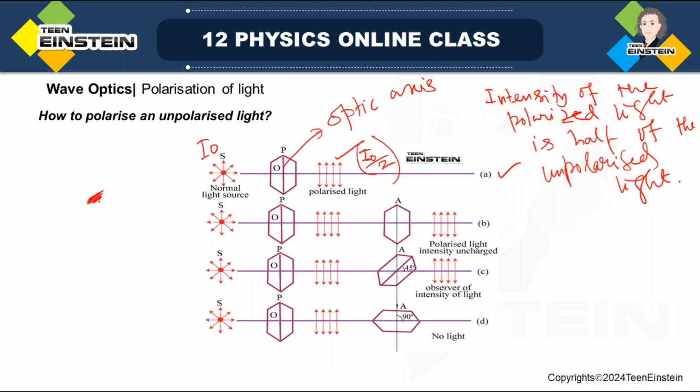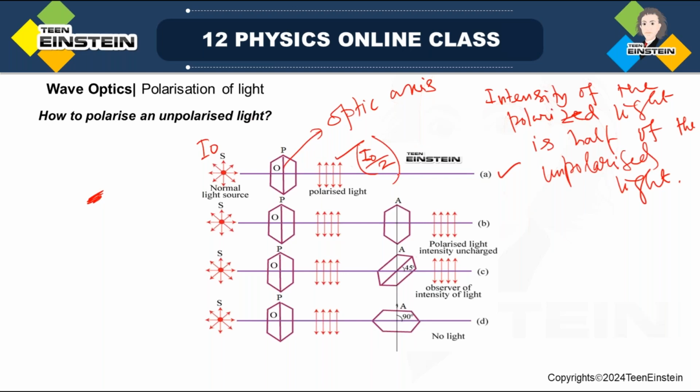If you go with a spec or a real sunglass, in sunglass what is done is that light is polarized. Light is polarized in sunglass. That's why you see half of the intensity of the light which is actually there, or which is seen with naked eyes.